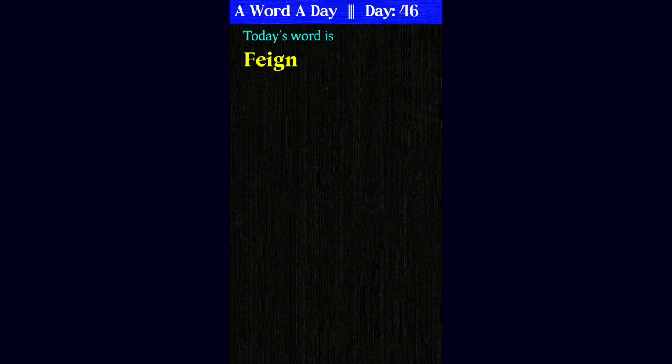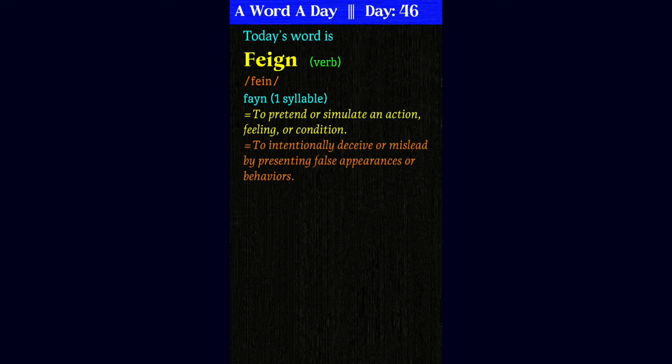Today's word is feign. Feign. Feign. 1 syllable. Feign is a verb. Feign means to pretend or simulate an action, feeling, or condition, or to intentionally deceive or mislead by presenting false appearance or behaviors. Usage. Amy feigned illness to avoid attending the meeting.